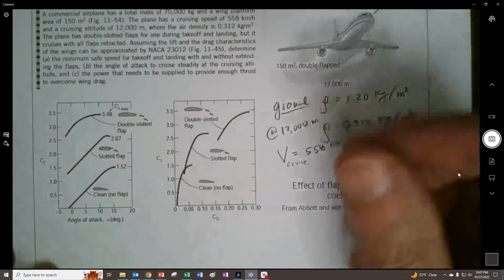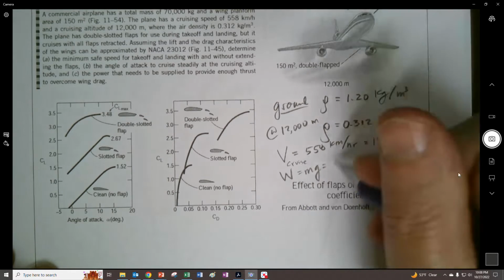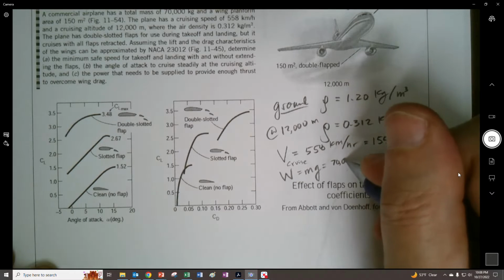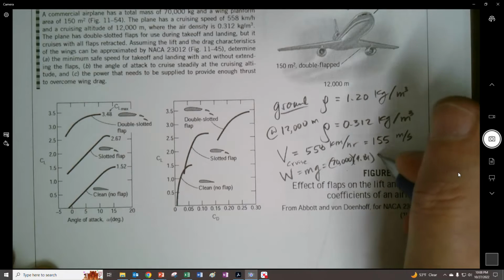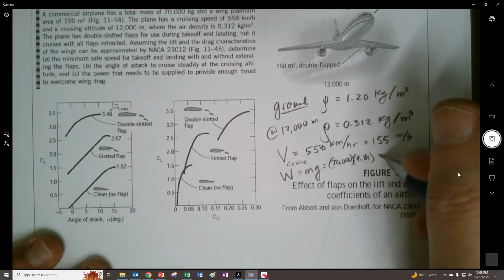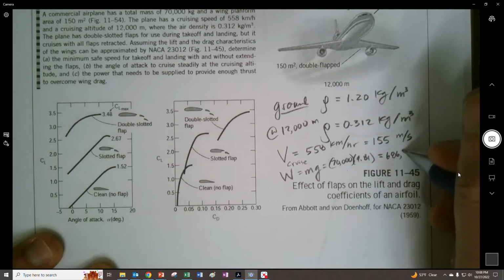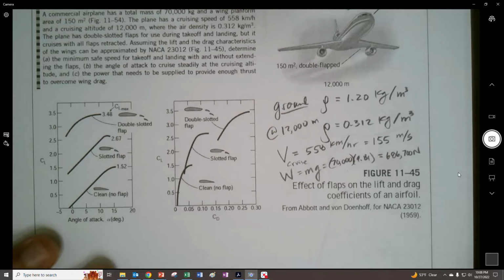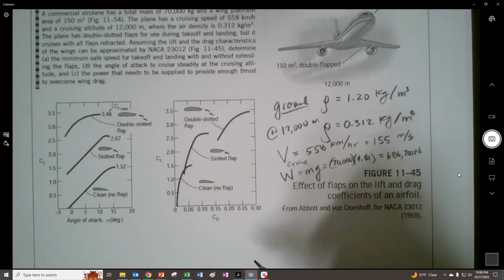And anything else I want to get? Let me get the weight. So the weight is going to be the mass times gravity. So we're going to say that our 70,000 kilograms times 9.81 ends up coming out to 686,700 newtons. All right, and we're off.